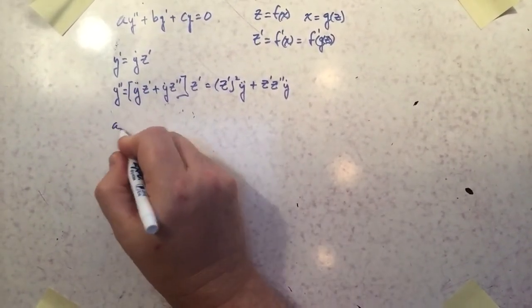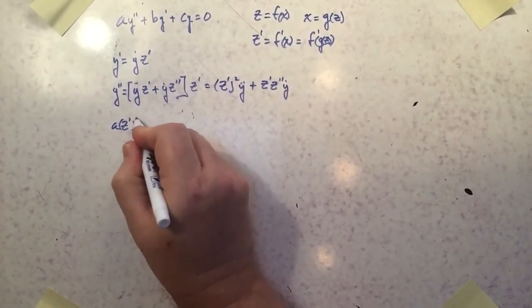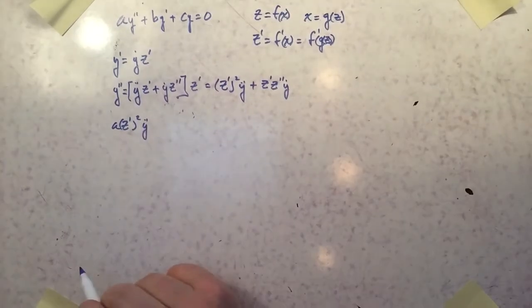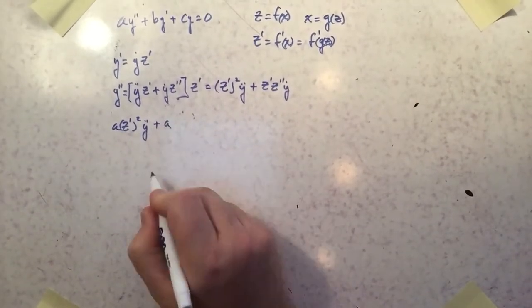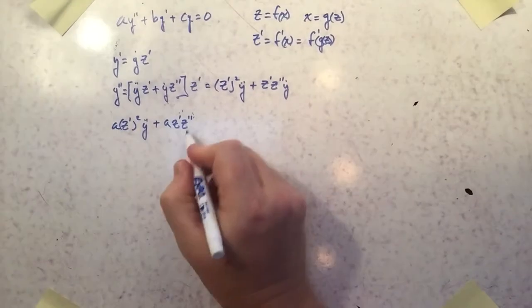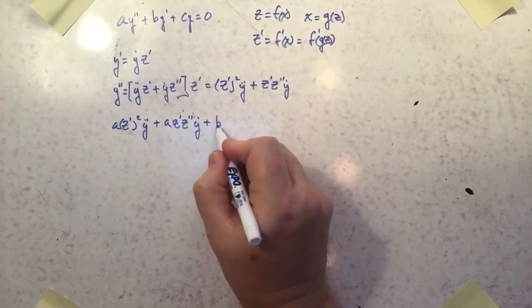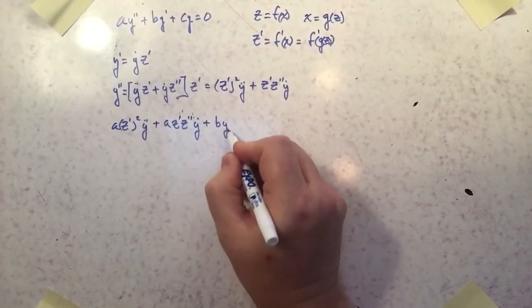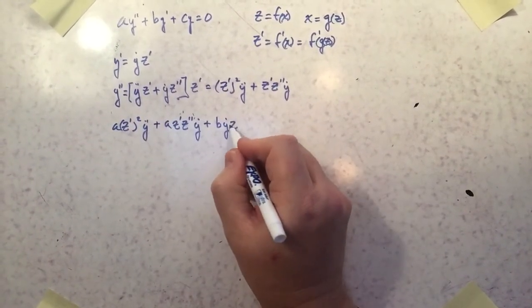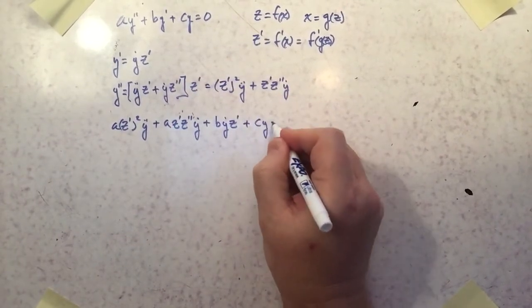So that's going to be a times z prime squared y double dot plus a times z prime times z double prime y dot, and then plus b times y prime, that's going to be y dot times z prime, and then plus c times y equals 0.